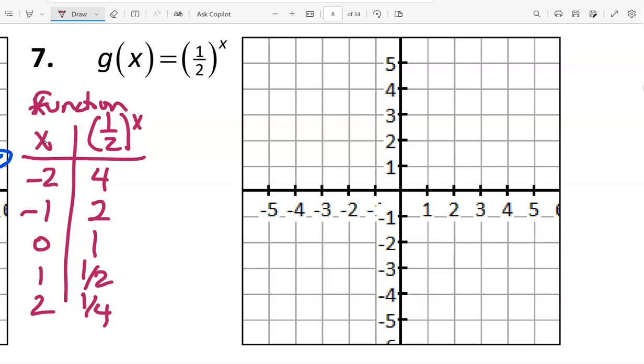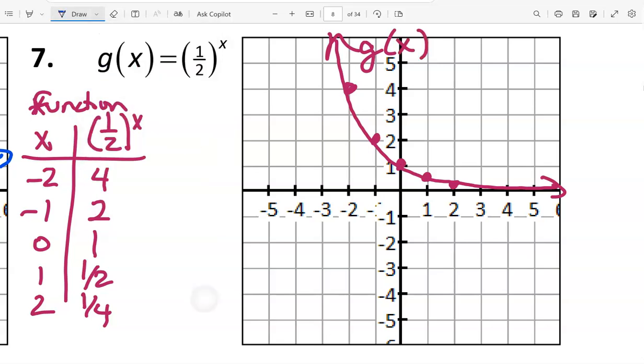So that's our function. -2, 4 is a point on it. -1, 2 is a point on it. 0, 1, 1, 1/2, and 2, 1/4. That gives us a very good idea. This one is asymptotic toward the x-axis, but now on the right side. So this is our function, which I'm going to label g of x.